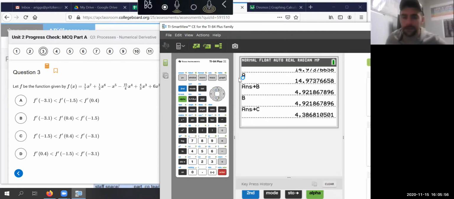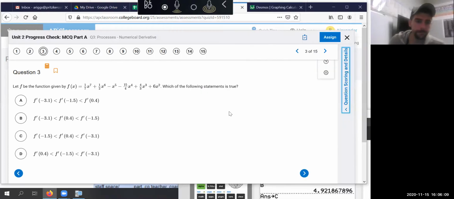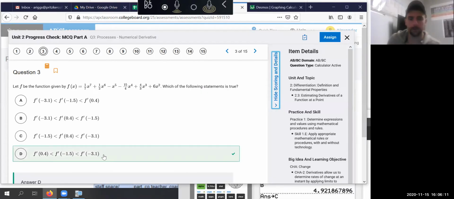So I can see that it looks like the biggest slope is actually when x is negative 3.1. The next biggest is B when x is negative 1.5. And the smallest is when x is 0.4. So it looks like option D is going to be our best answer here. And that is true, just ordering the slopes from the smallest value to the greatest value comparatively.